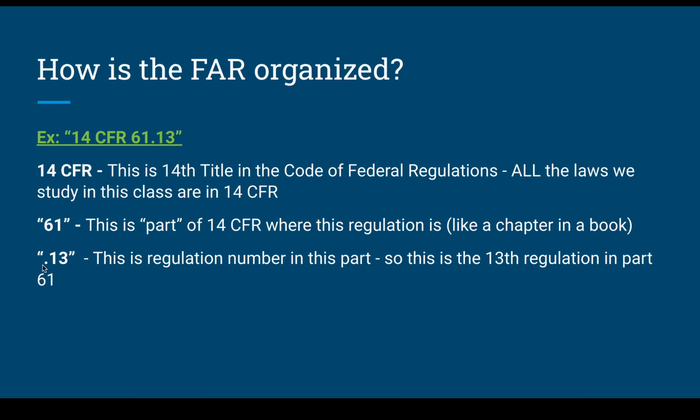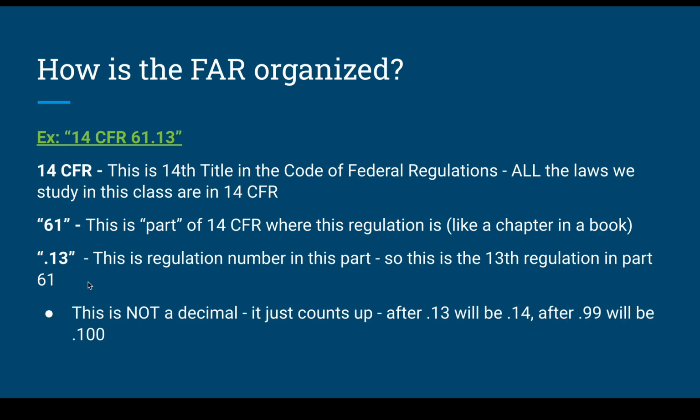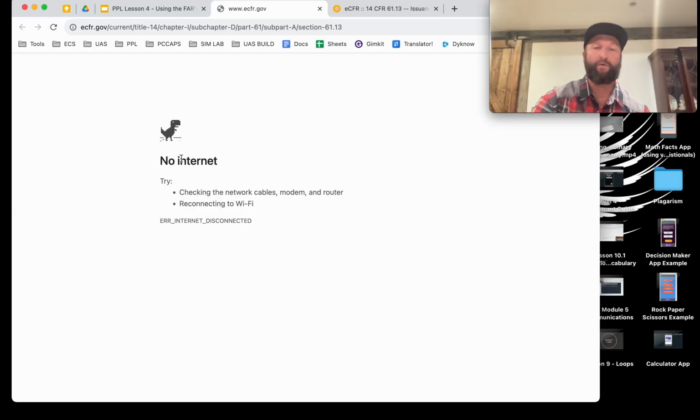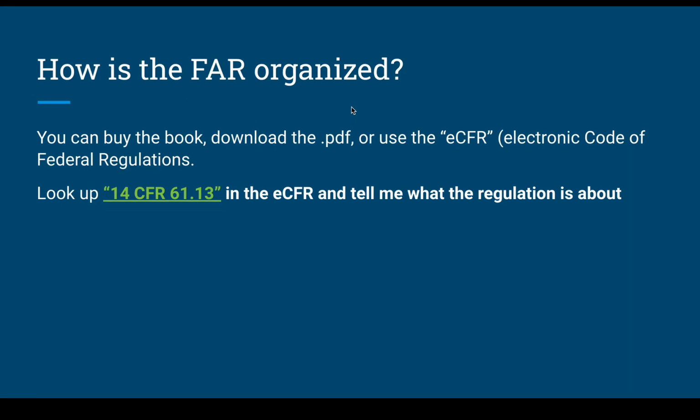Now, typically, when we talk about regs in class, we'll just say 61.13. I won't say 14 CFR because all the ones we're going to talk about are in 14 CFR. So just keep in mind that that's not a decimal. It just counts up. So after .13 will be .14, and after .99 will be .100, okay? So it's not like a decimal number. It counts up. It's .1, .2, .3, .4, but when it hits .9, it goes to .10. Because if it was a decimal and we hit .9, we'd roll over to 62, but we're not going to do that.